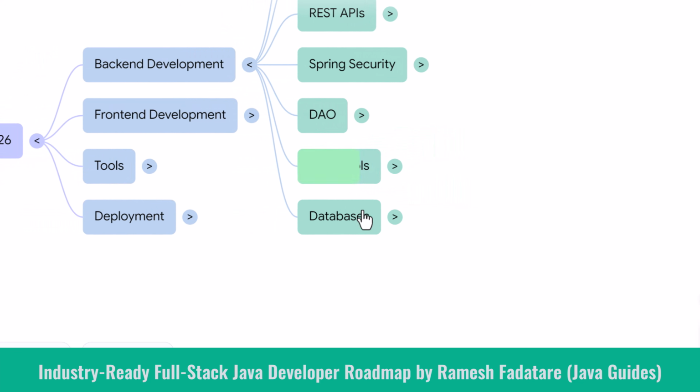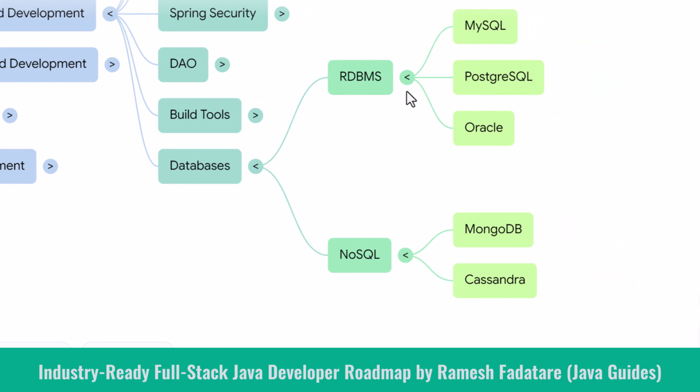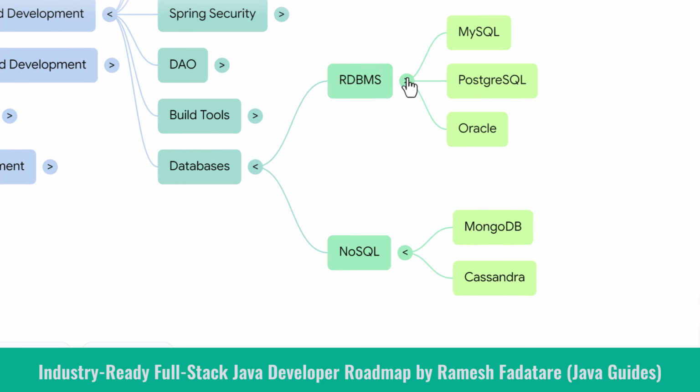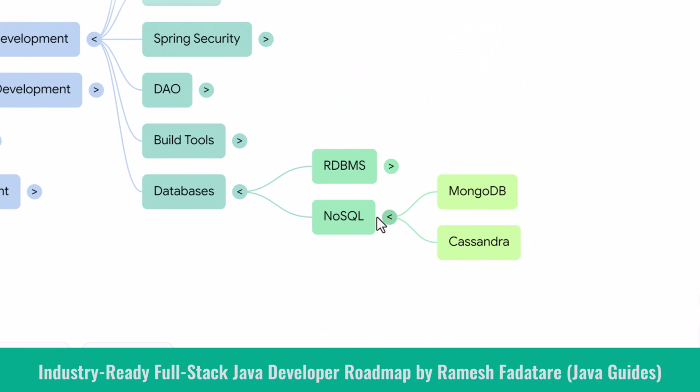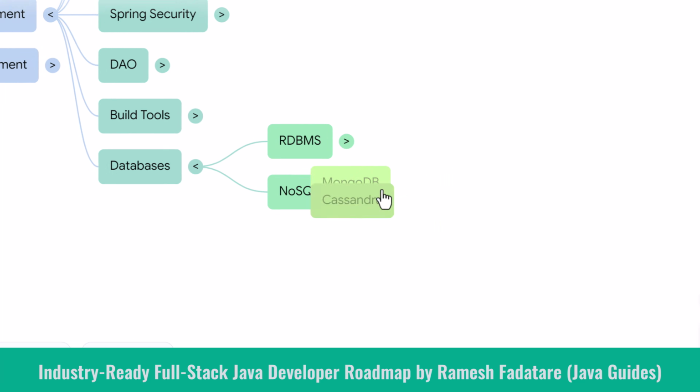Finally, as a backend engineer, you need to understand how databases work. You learn relational systems such as MySQL, PostgreSQL, and Oracle. These are structured databases used in enterprise applications for reliable data storage. You also learn NoSQL databases such as MongoDB and Cassandra. These allow you to store documents, key value data, or large-scale distributed data efficiently.